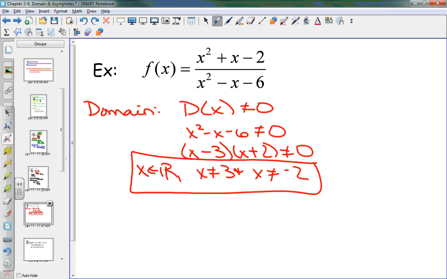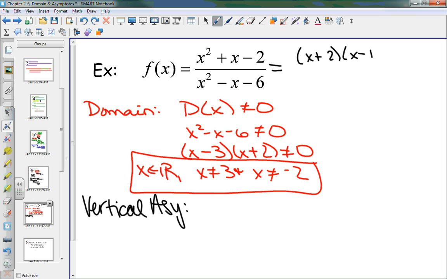Asymptotes. Vertical. What are my only two options for a vertical asymptote? 3 and negative 2. So how do I conclude if those are actually working values? I have to simplify this. So this is going to give me x plus 2 times x minus 1 all over x plus 2 times x minus 3. What happens there? The x plus 2's cancel out, and what I have is x minus 1 over x minus 3. That is my reduced d of x.